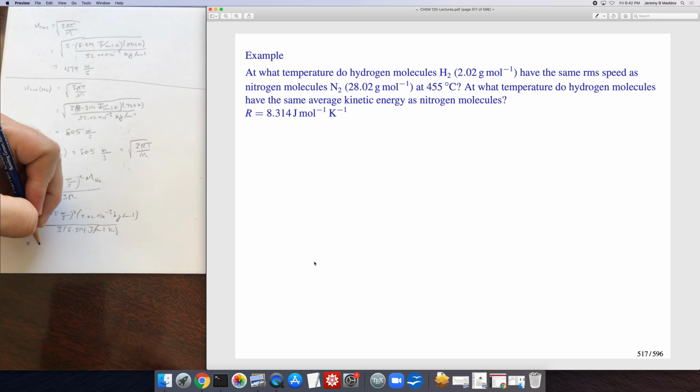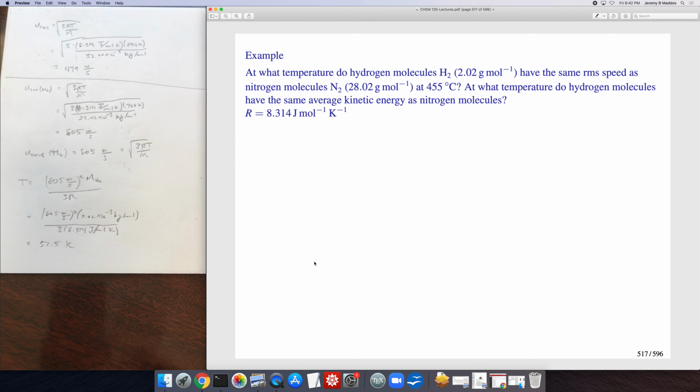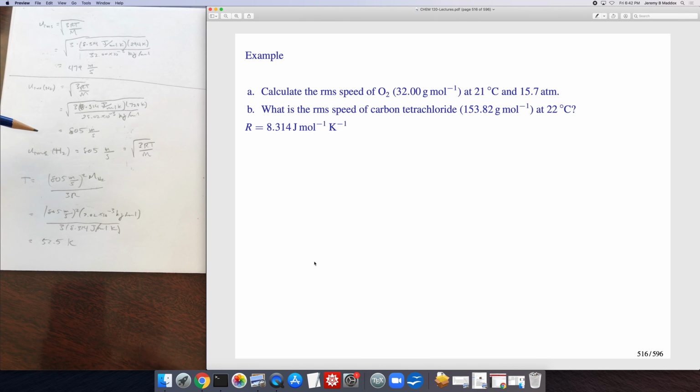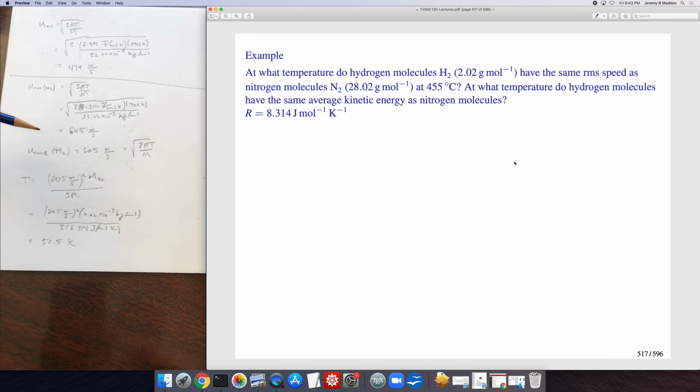So I'm getting 52.5 degrees Kelvin. And that makes sense because hydrogen molecules are smaller than nitrogen molecules, okay? And so if we compare this graph here, in order to get xenon to have the same average speed as helium at a particular temperature, you're going to need to heat the xenon up in order to shift its distribution to be coincidental with that of helium. The same thing's true in this problem here.